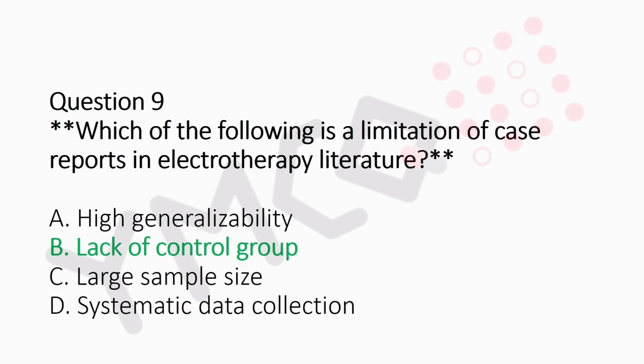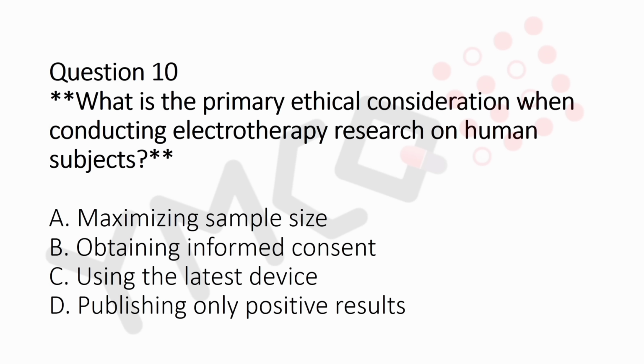Now let's move to question number 10. What is the primary ethical consideration when conducting electrotherapy research on human subjects? Option A, maximizing sample size. Option B, obtaining informed consent. Option C, using latest devices. Option D, publishing only positive results. And the answer is option B, obtaining informed consent.